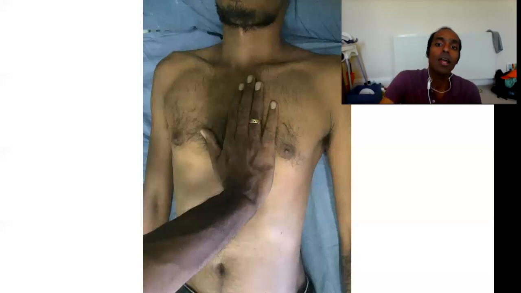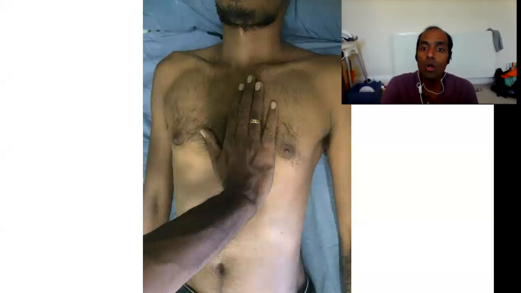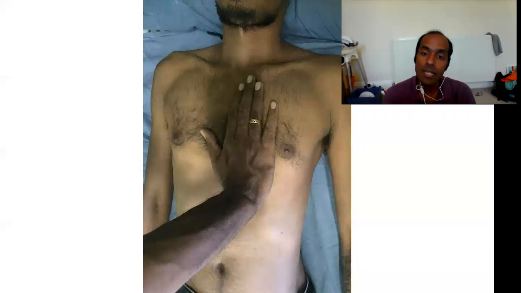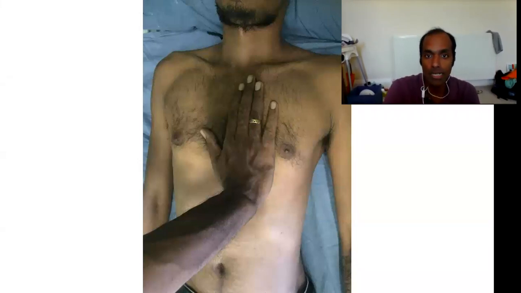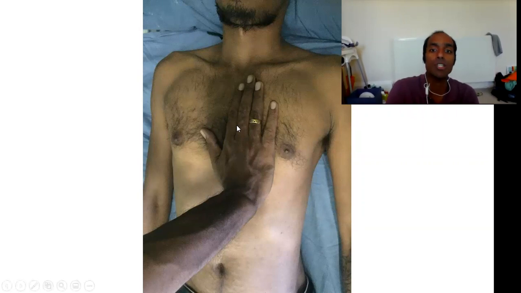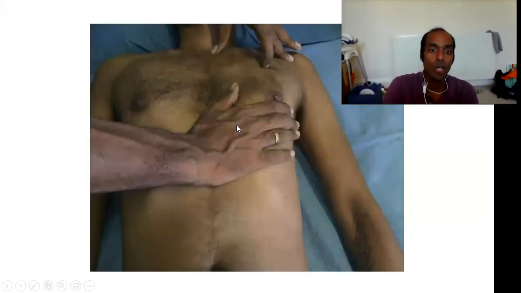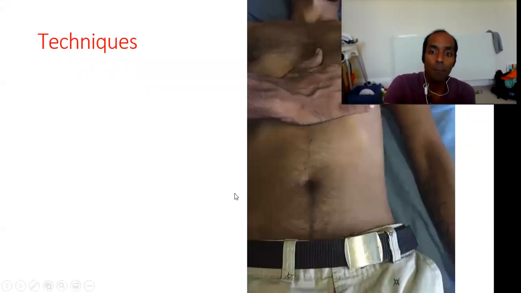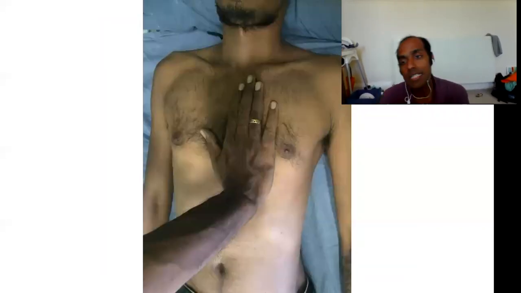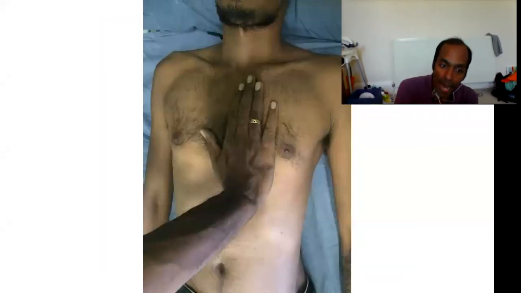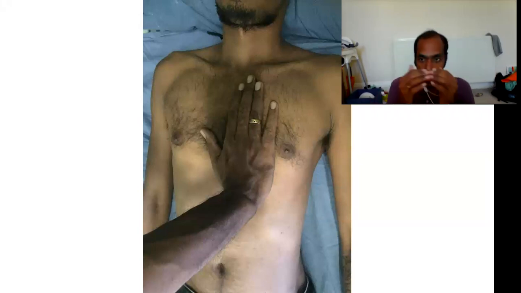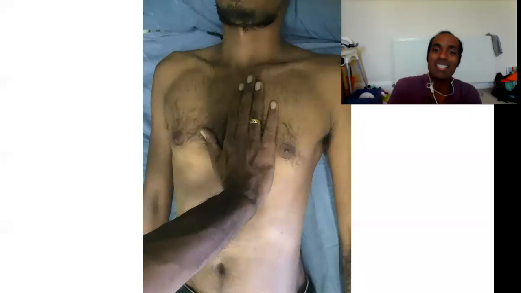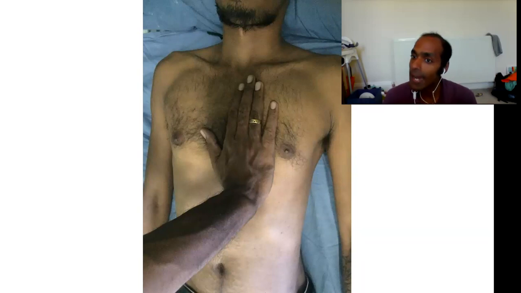In this picture, I have shown you how to examine for a parasternal heave. Parasternal heave basically means a palpable cardiac impulse along the left sternal edge. So in your palpation, thrills would be next, and then parasternal heave is just a palpable cardiac impulse along the left sternal border. This indicates right ventricular hypertrophy. The left parasternal heave indicates hypertrophy of the right ventricle, because that is anatomically what underlies this area.